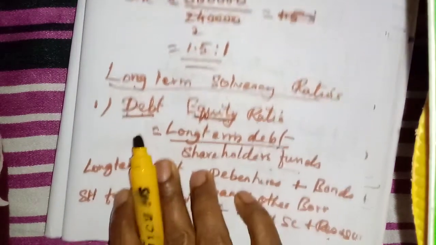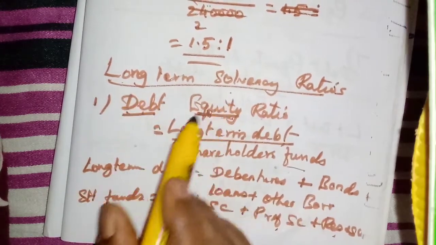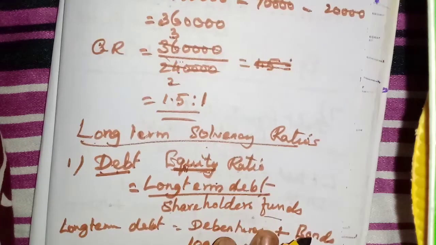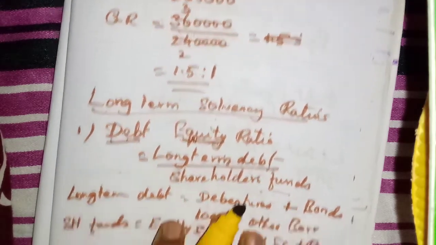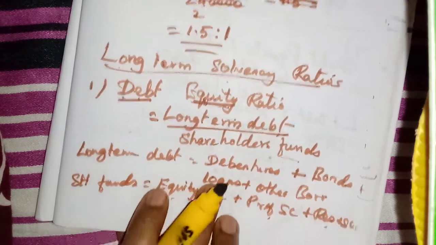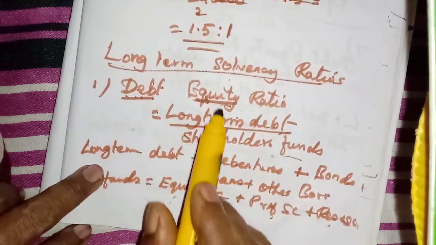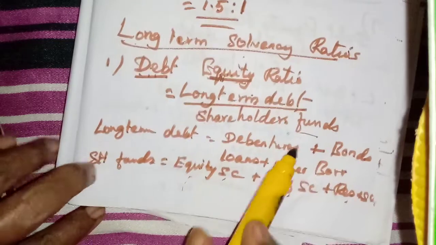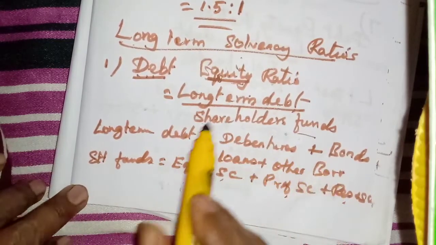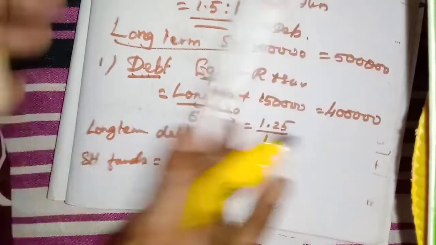Then the second variety, long-term solvency ratios. These are divided into three. First one, debt equity ratio. Here you have to think about first debt, then equity. Debt means long-term debt, equity means shareholders' funds. Long-term debt includes debentures, bonds, loans, and other borrowing. Shareholders' funds means equity share capital, preference share capital, and reserves and surplus.